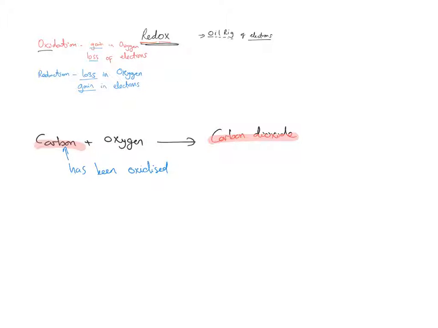Different example. Let's say we start with iron and we burn it in oxygen. It will form iron oxide. Again, the iron has gained oxygen. You can see from there that it's gained oxygen, so the iron has been oxidized. Now iron turning to iron oxide, that's actually rusting. So rusting is an example of an oxidation reaction.